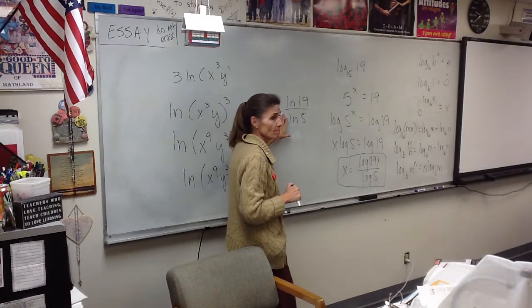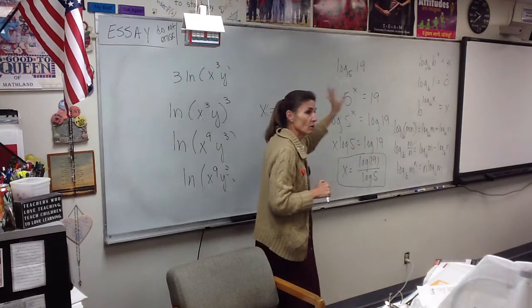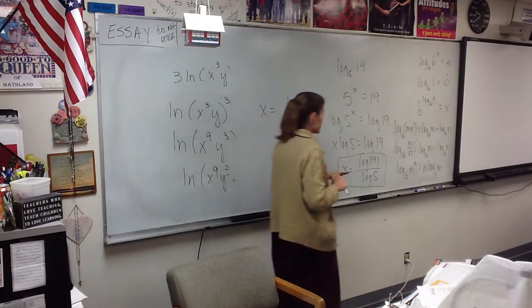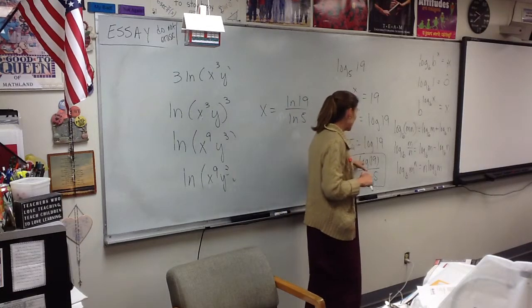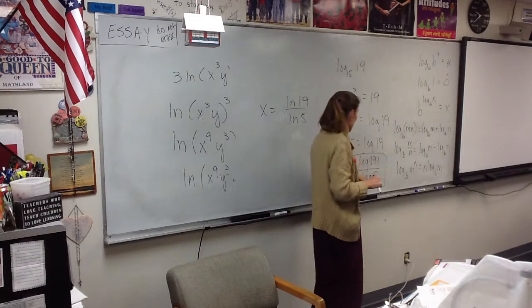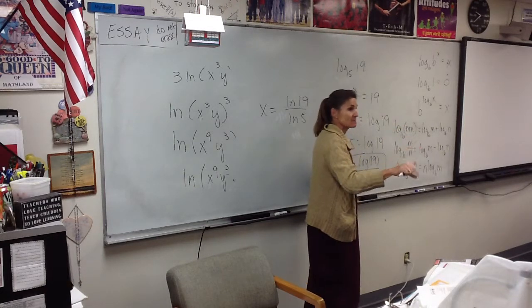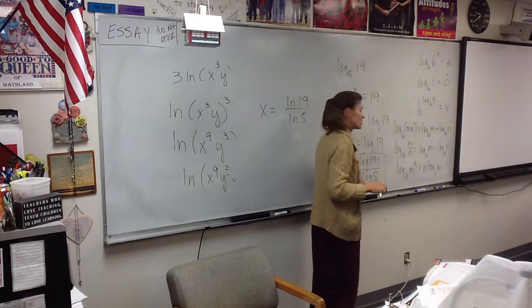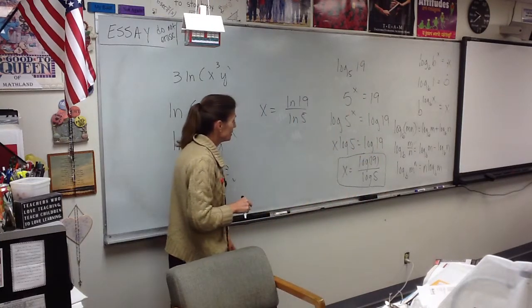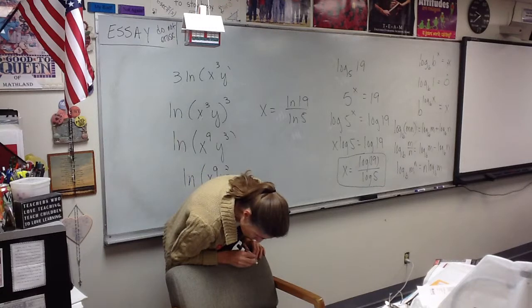Question? Will you tell us to what decimal place to round? Yeah, because all these, you'll have to round all these. What I don't want you doing is rounding intermediately. In other words, I don't want you typing in log 19, getting some decimal, then typing in log 5, getting some decimal, and then dividing those. I want you to do this all in one step. But yeah, you'll have to round off your answer. Okay, so that was 24.